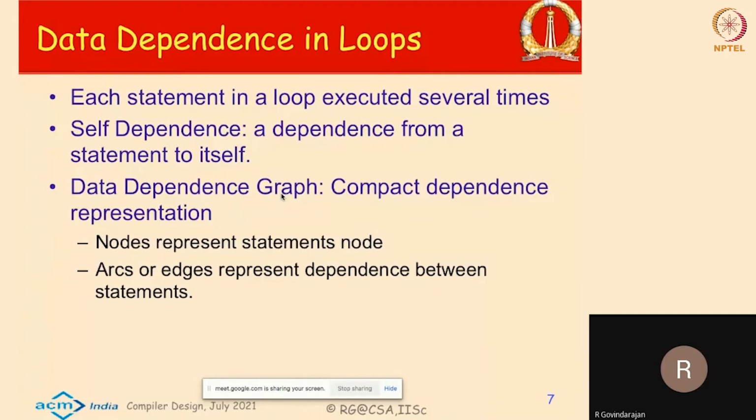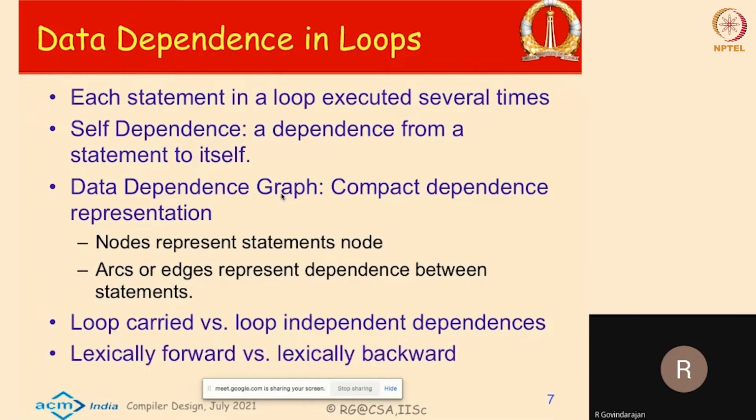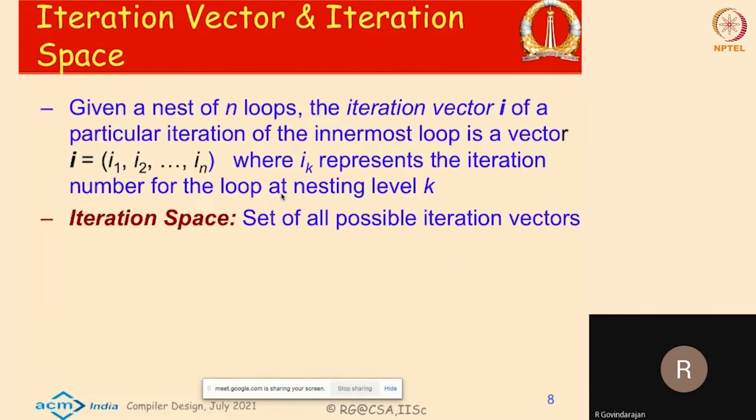The data dependence can again be represented by means of a dependence graph, where the nodes represent the statements and the arcs represent the dependencies between them. We will now also talk about whether these arcs represent loop carried dependencies or loop independent dependencies. I will give you examples of that, and we will also talk about what is called lexically forward and lexically backward dependence. But before we go and talk about all of these things, let me introduce some notation here.